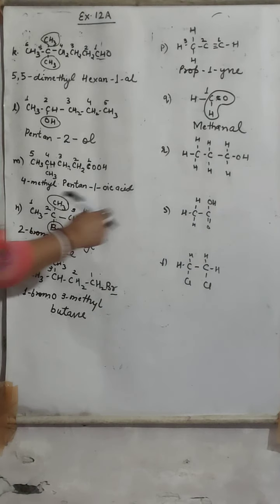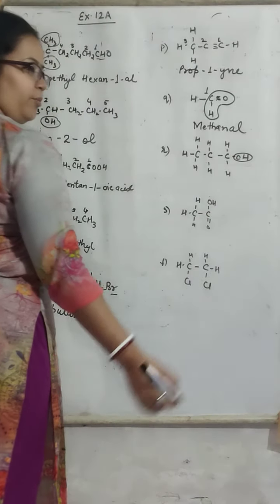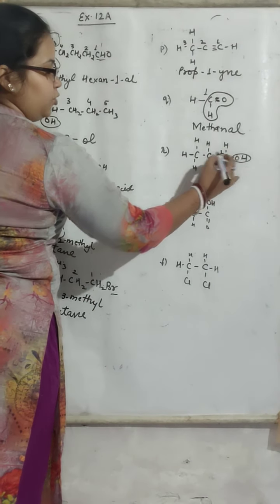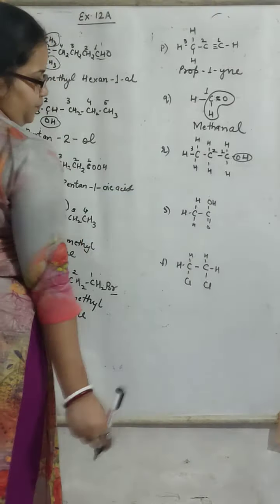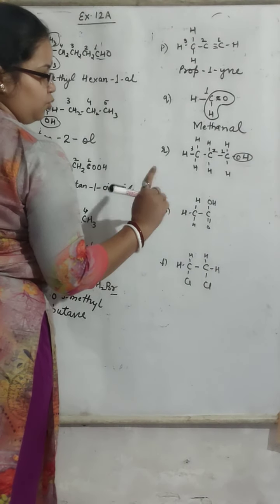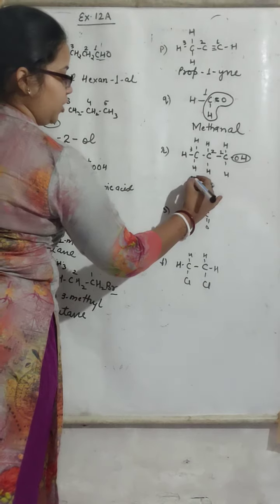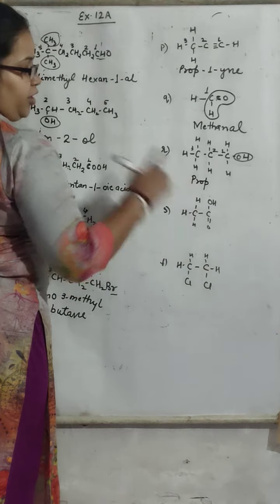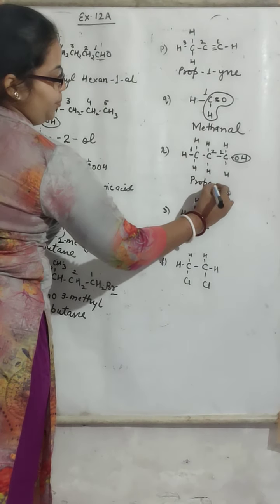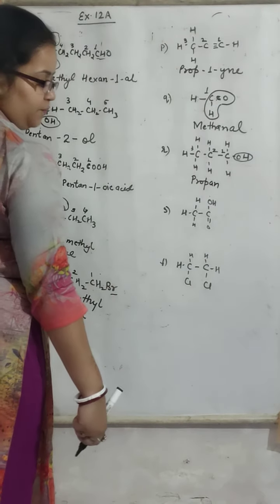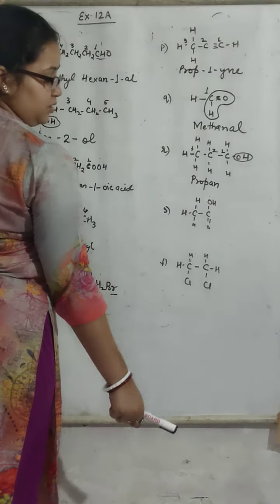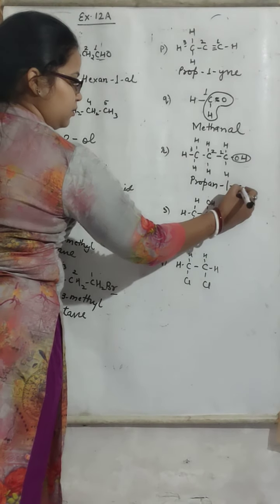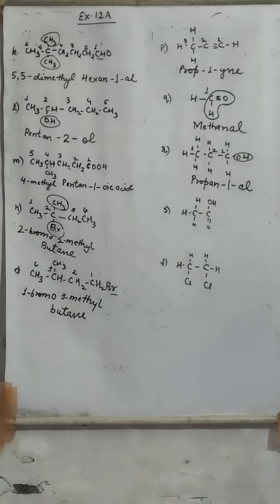Now next is OH. OH is present, so numbering will start from where the OH gets the smallest possible number. So it will start from here only, 1, 2 and 3. No other alkyl, no other things, no halide. For 3 carbons we use prop. All the single bonds are there, that is why propane. Now at what position is the alcohol present? First, so propan-1-ol.